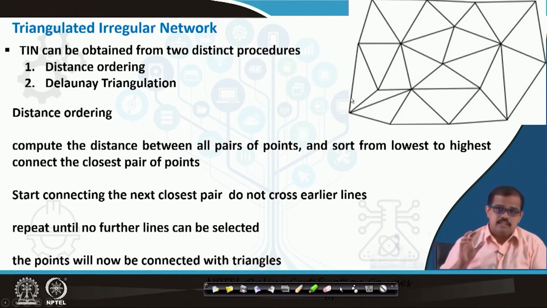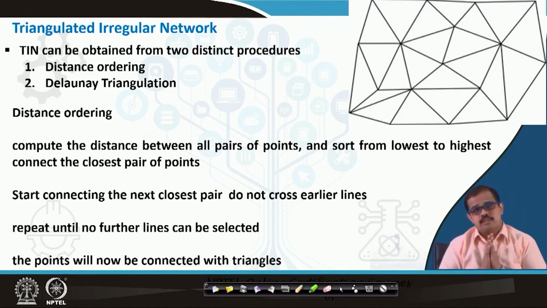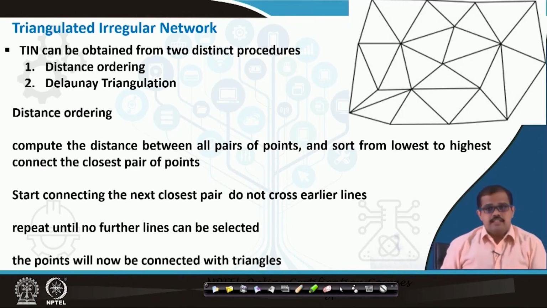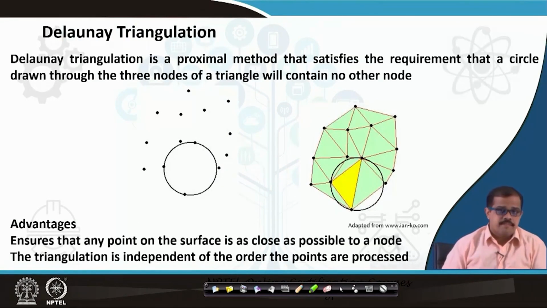Repeat this procedure until no further lines can be selected in the entire network. So the points will now be connected as triangles. This is called distance ordering. Each triangle represents a particular region where there is absolutely no change in the terrain, so it is representing the terrain values. That's one kind of modeling as far as distance ordering is concerned.